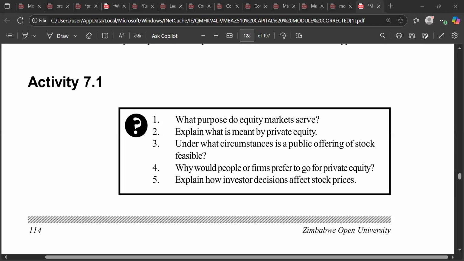Okay. So that was question one. Question two says, explain what is meant by private equity. What is private equity, in your own words, from what we just covered so far? How would you define private equity? Yes, I can give it a try.